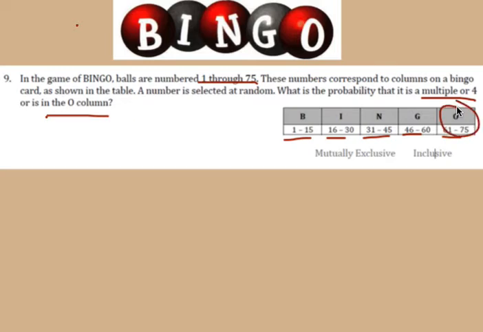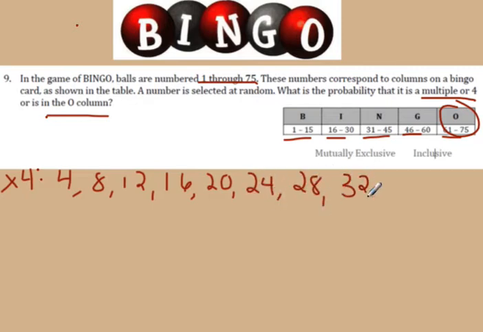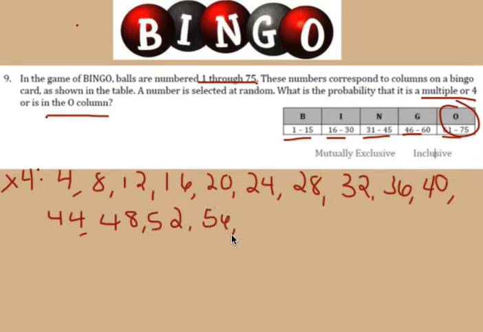So could there be multiples of 4 in the O column? Absolutely there could. Okay, so let's start out by writing out the multiples of 4. So we have 4, 8, 12, 16, 20, 24, 28, 32, 36, 40, 44, 48, 52, 56, 60, 64, 68, 72, and that is it. So those are all our multiples of 4.